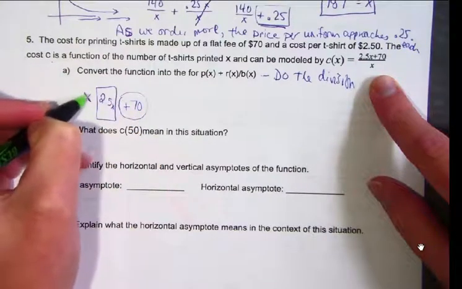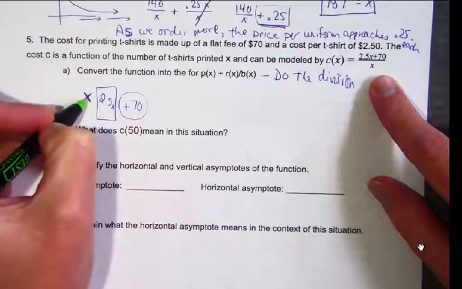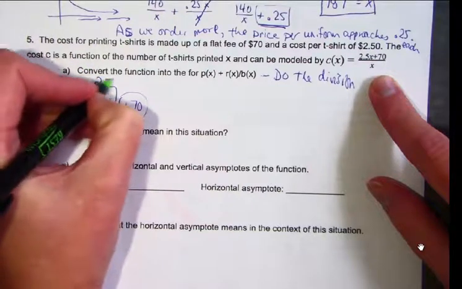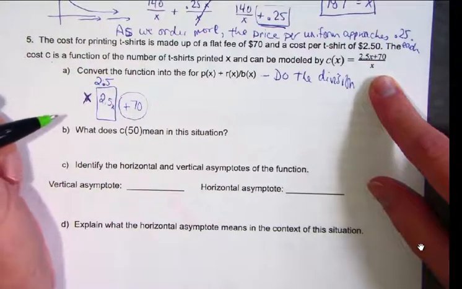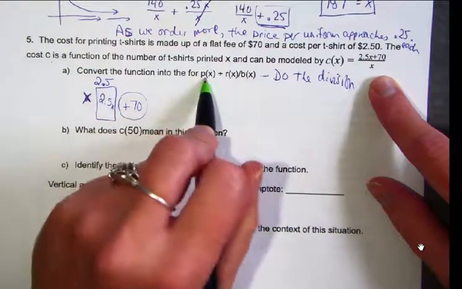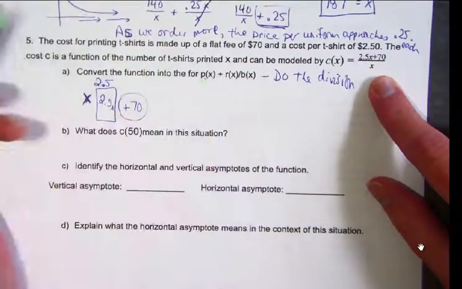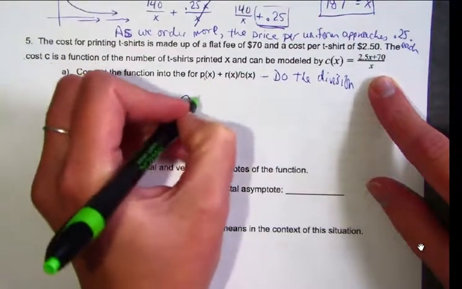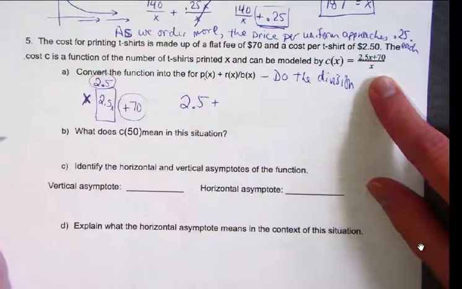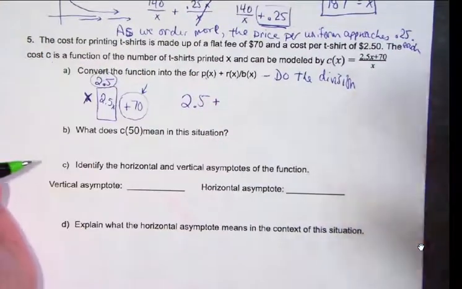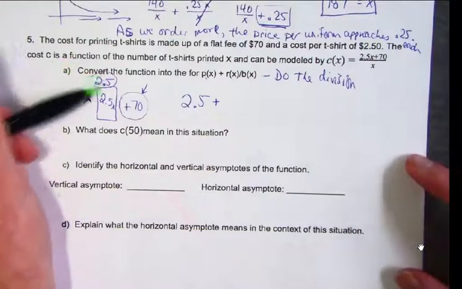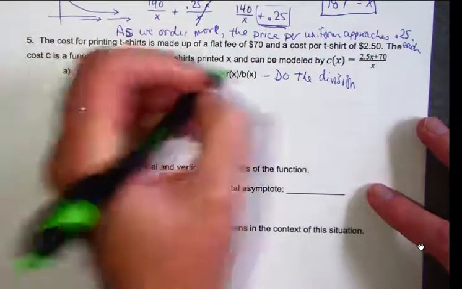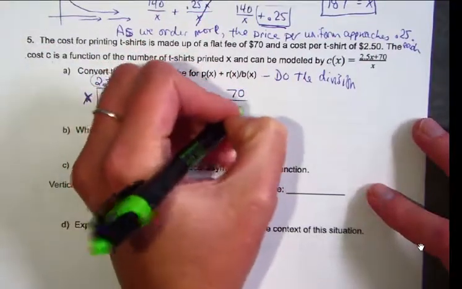The only thing that can multiply by x to get to 2.5x would be 2.5. So that's our actual p of x. There's our product going on there. So 2.5 is the product, and the remainder, remember that's what's going on outside. I don't have anything to multiply that 2.5 by, so everything in that 70 is the remainder. So we would have 70 over x.